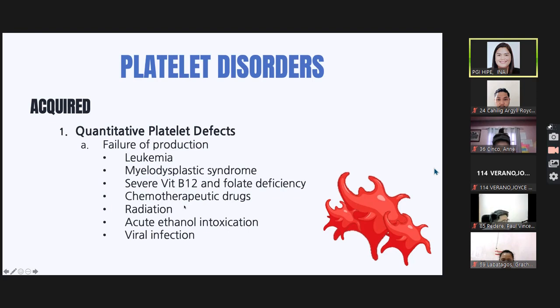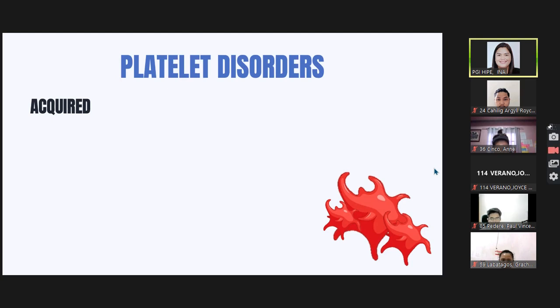Also, the thrombocytopenia in acute alcohol intoxication is usually secondary to direct toxic effects of alcohol on production, survival time, and function of platelets. Also in chronic alcohol consumption, there is splenomegaly, allowing sequestration of circulating platelets, as well as the concomitant folate deficiency. So those are your first group.